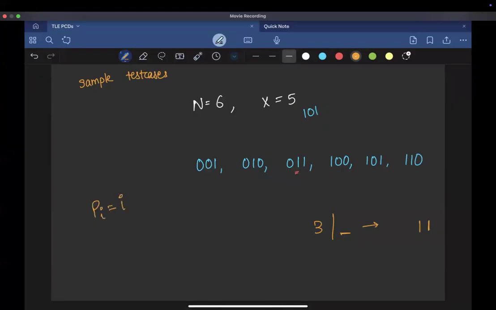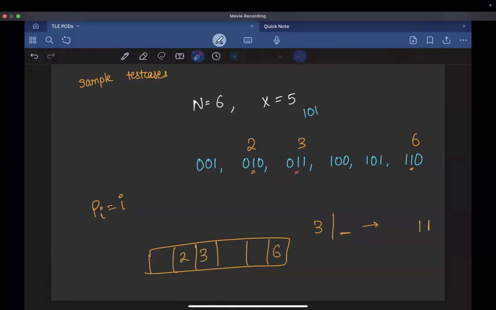Like in this case, we have three numbers, that is 2, 3, and 6. These are the three numbers that have the second least significant bit set, which is not set in x. So we will just keep them in the final answer array, with 2, 3, and 6 being placed at their own positions. This is one thing you should definitely do. You will not have any disadvantage here. You will only have advantages.